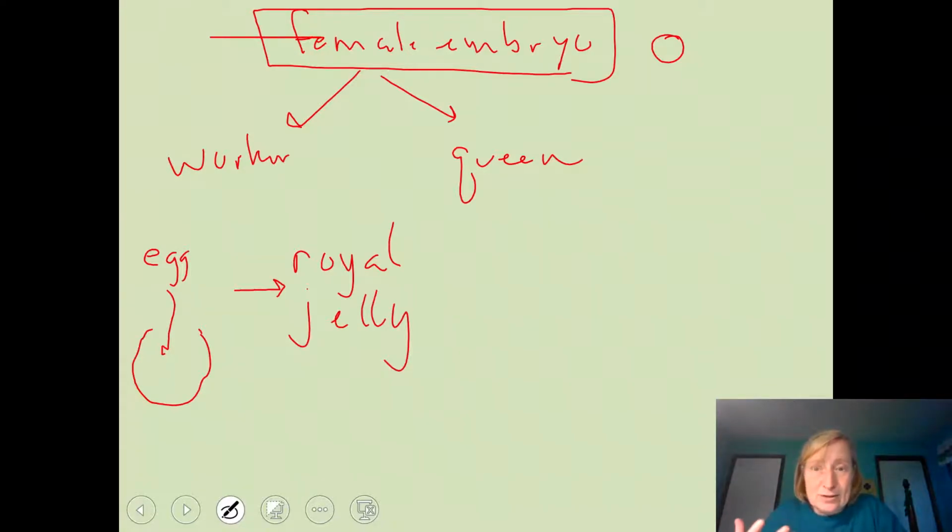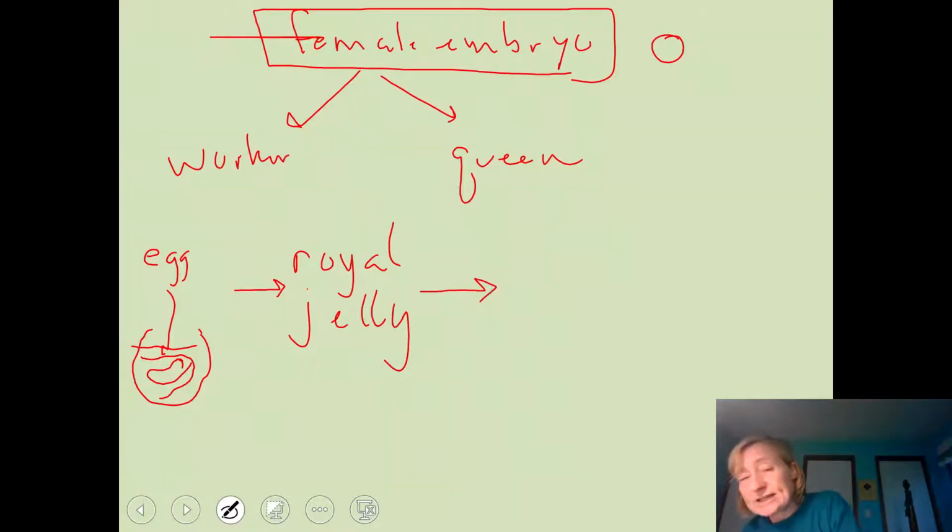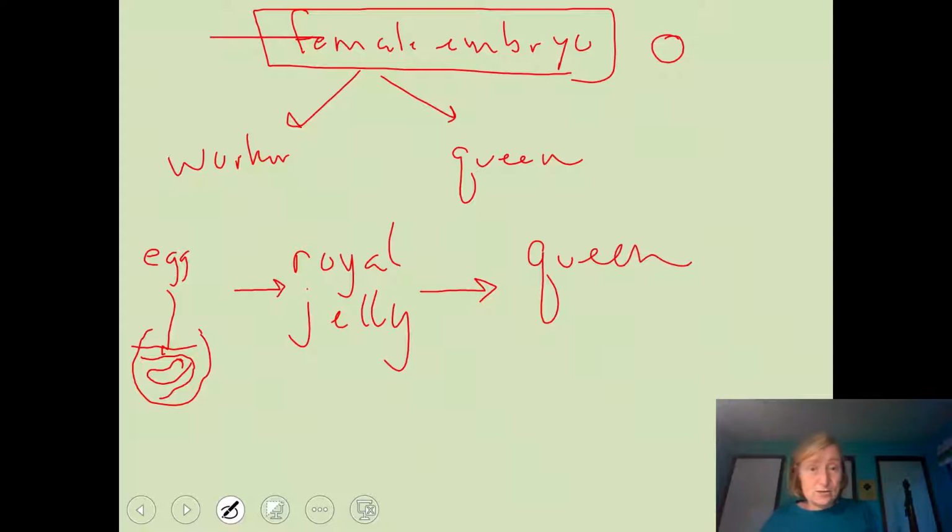Apparently it's made by the salivary glands of nurse worker bees. So they make this incredibly rich royal jelly that the egg is like swimming in. So the embryo is just growing and developing in this royal jelly, if you will. And eggs that develop in this royal jelly go on to become queens. What do you mean by that? They go on to become morphologically different than the workers. They're bigger. They are fertile.